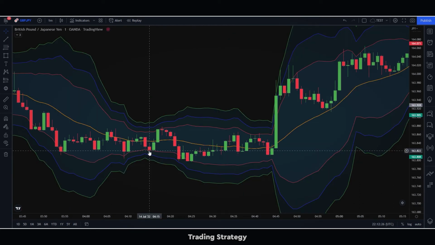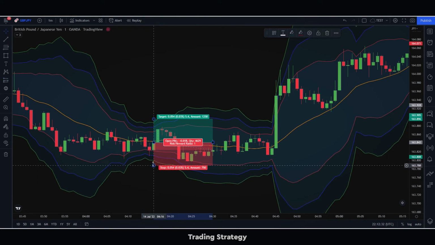This is a really simple strategy that any beginner could apply without any problem and practically without any prior knowledge. Let us now see some examples.